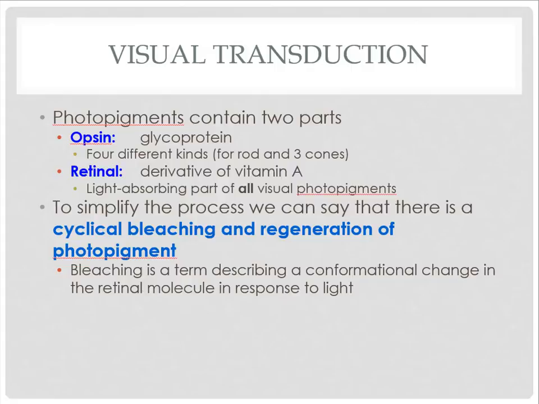The opsin, which is a glycoprotein, of which we have 4 different types for the photopigment, and then retinol, which is a derivative of vitamin A, which we know as beta-carotene. This retinol molecule is the light-absorbing portion of that photopigment. The term that I described earlier, the structural changes taking place on that retinol molecule, is a concept called bleaching, which is that conformational change that results in response to light.